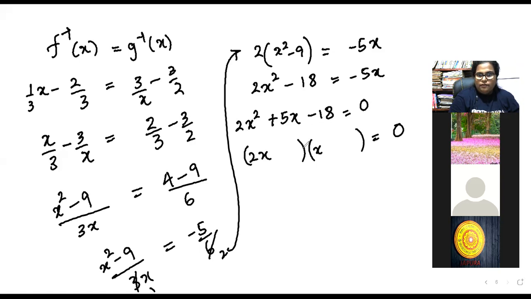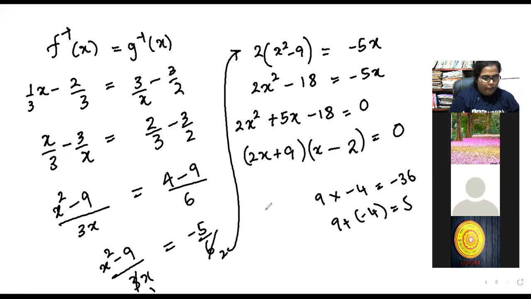So we can select 9 and minus 4, because the multiplication gives minus 36 and the summation gives 5 here. So we can take this one as 2, then it comes 4x minus 4x, and this one should be 9. So we can end up with two solutions here: x equals minus 9 over 2, or x equals 2, right?